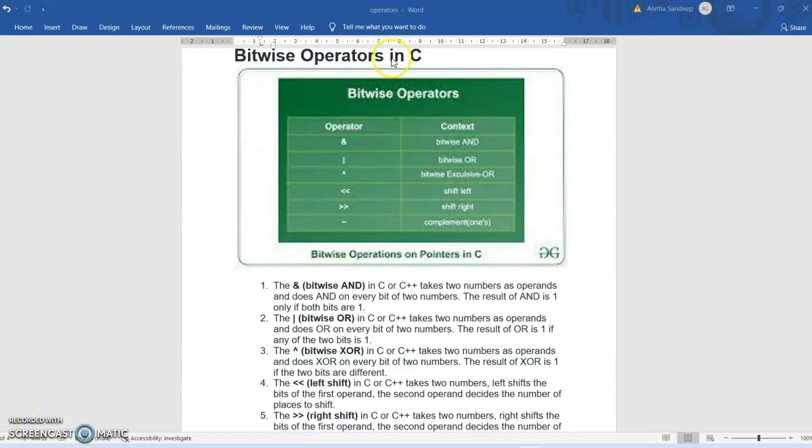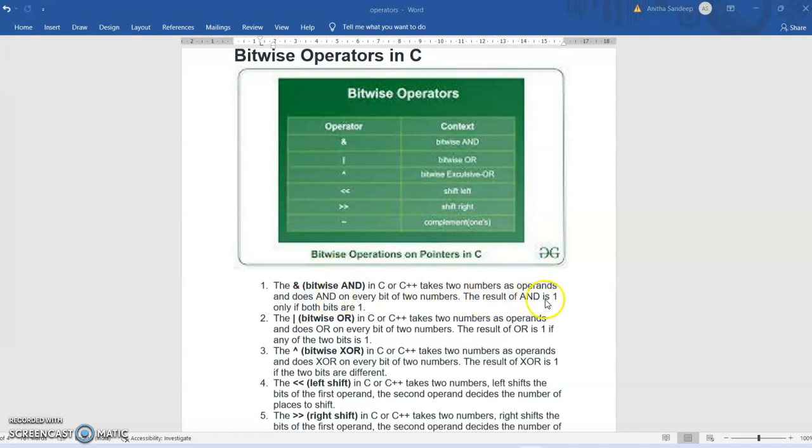Next category is the bitwise operators. So you have bitwise AND, bitwise OR, bitwise XOR, bitwise left shift, right shift, and bitwise complement. So the bitwise AND is a single ampersand. In C or C++, it takes two numbers as operands and they have to be integers, and it does AND bitwise to give the result.